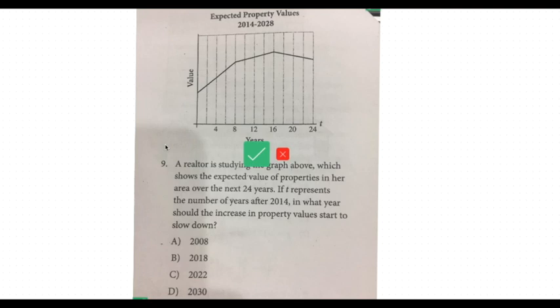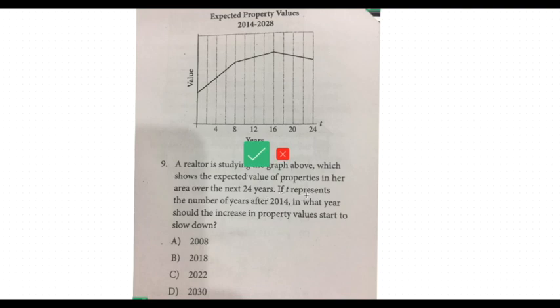If T represents the number of years after 2014, at this point, one of the techniques I share with students is when you have these worded problems, you need to start annotating the problem, underlining and shading very important areas. So at this point, I will underline if T represents the number of years after 2014. So I would have underlined that after 2014. In what year should the increase, so this is also key, the increase in property values start to slow down. Very key, right? So you all would have seen those that I underlined.